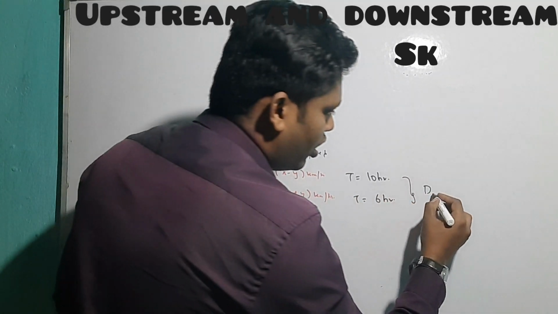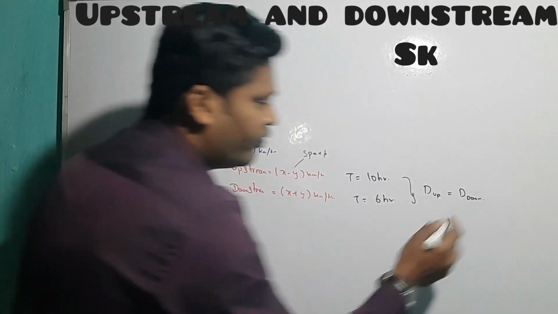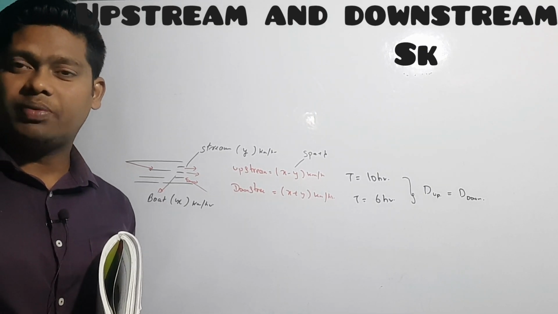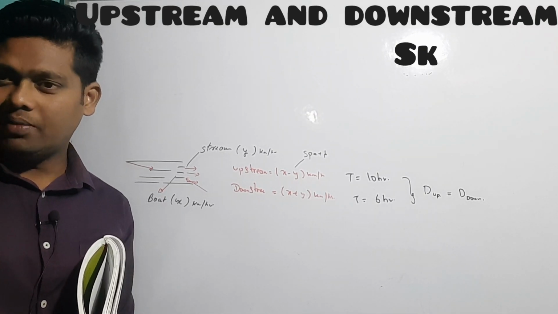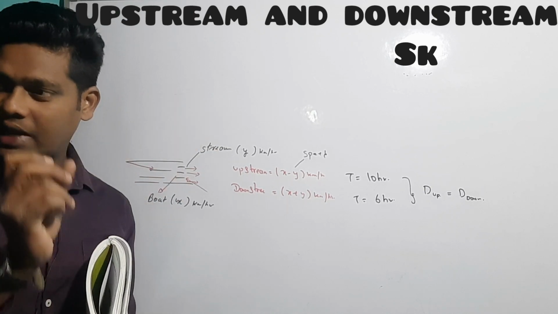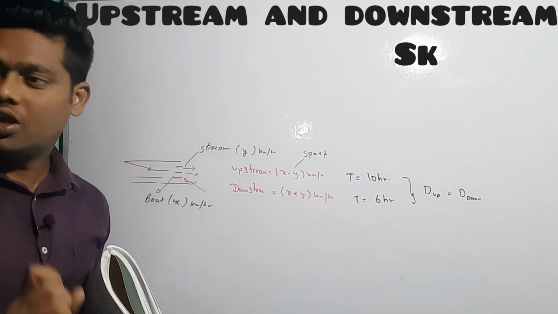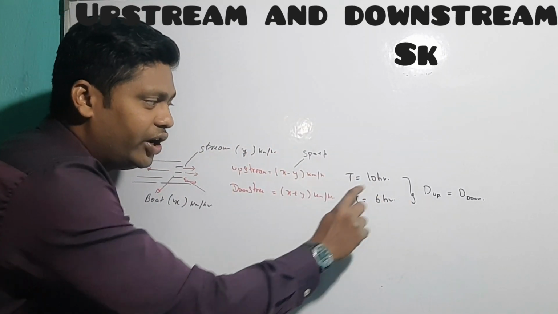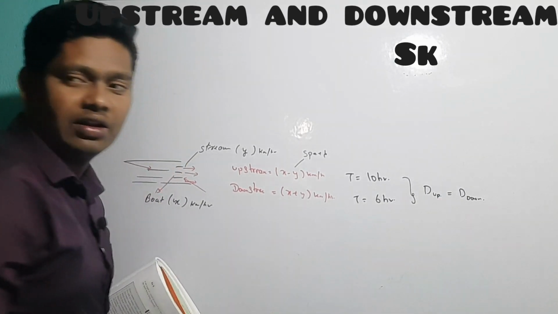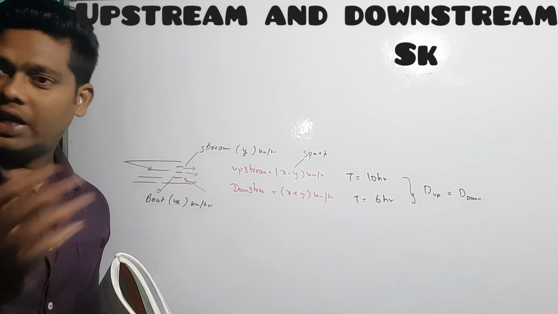Distance of upstream equal to distance of downstream, means we have to use this equation now. Previously we were using time and framing an equation. Now we have to use this one instead of using time, because here they are giving the individual times. If they gave me 10 hours total time, then the same process. But here they gave you individually the time, so I cannot use that process.